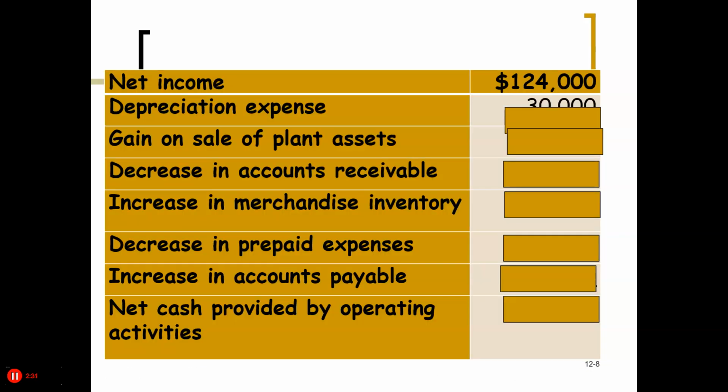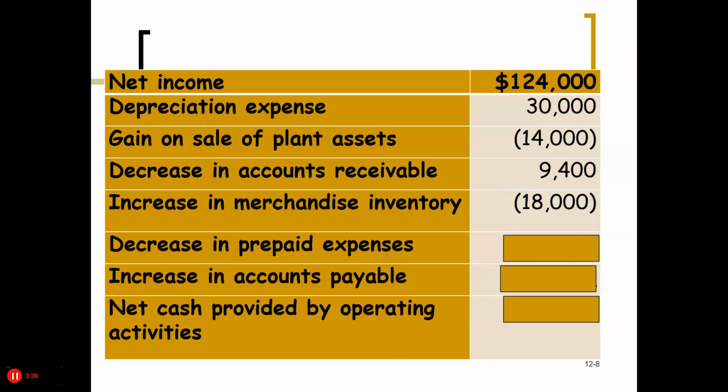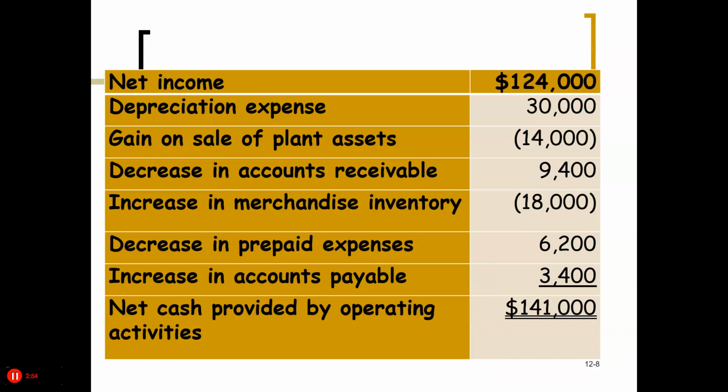So again, depreciation is added in, gain is subtracted out, accounts receivable decrease is added in, merchandise inventory increase is backed out, prepaid expenses decrease is added back in, increase in accounts payable is added back in, and we add all those up, and now we have our cash flow from operating activities.